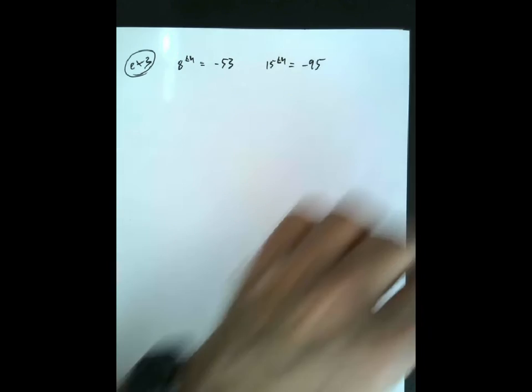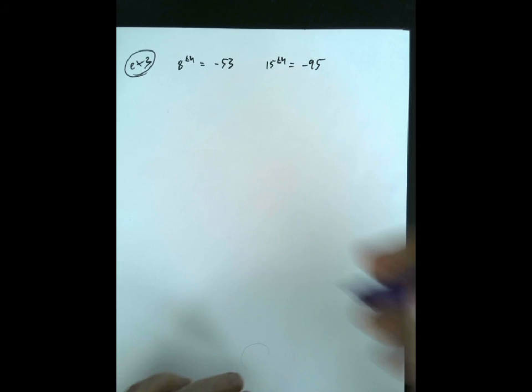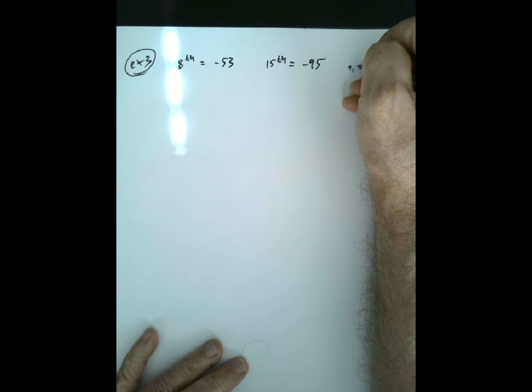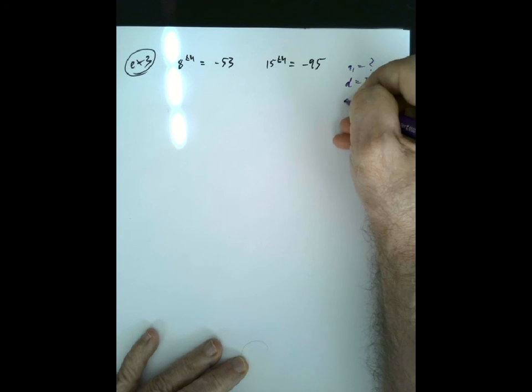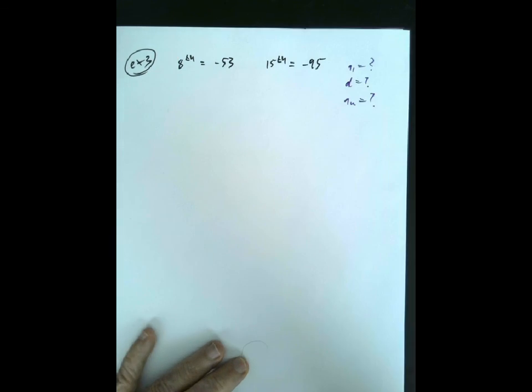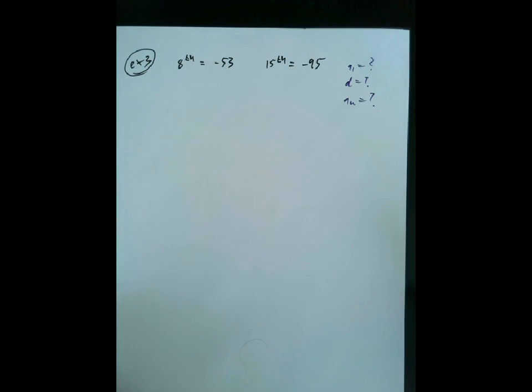Okay, and you're back. Okay? So let's see here. Step 1, we have to figure out what the common difference will be. Okay, remember we're trying to figure out a sub 1, d, and a sub n. That's what we're trying to figure out here, right? Okay, keep that in mind.